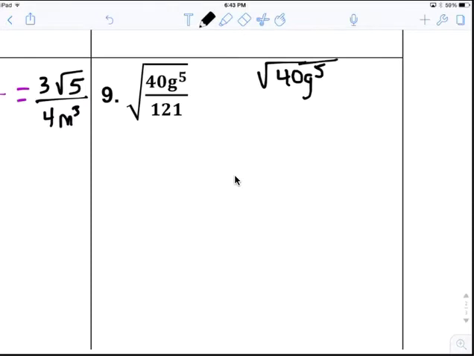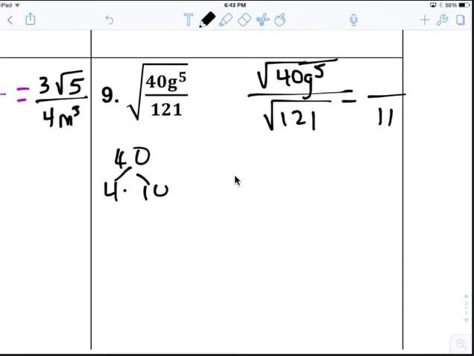the 5th, over the square root of 121. Square root of 121 is 11, 11 times 11. 40, you got 4 times 10. Square root of 4 is 2. Square root of 10 is irrational, so you leave it 10 like that. There's nothing. 2 times 5. 2 times 5 is still 10.